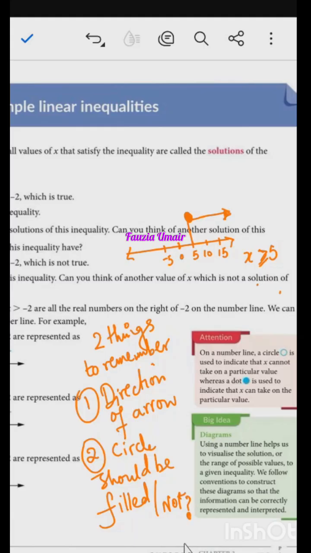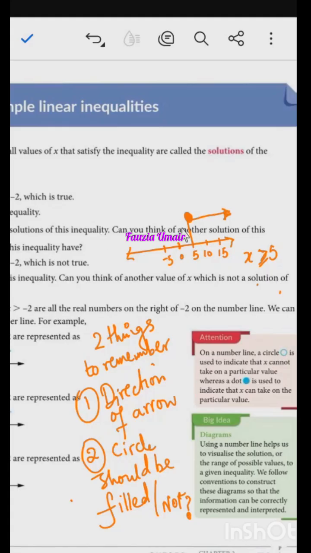Yes, miss. Okay. So whenever we need to plot an inequality on the number line, we need to consider two things. First is the direction of the arrow, and second is whether this circle will be filled or not. How do we decide the direction of the arrow? If it is a bigger than sign, the direction of the arrow will be towards the right side. If it is a smaller than sign, the direction of the arrow will be towards the left side.